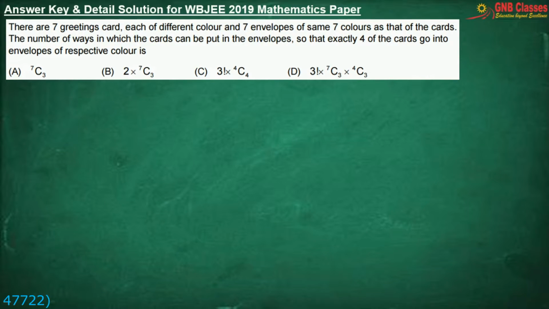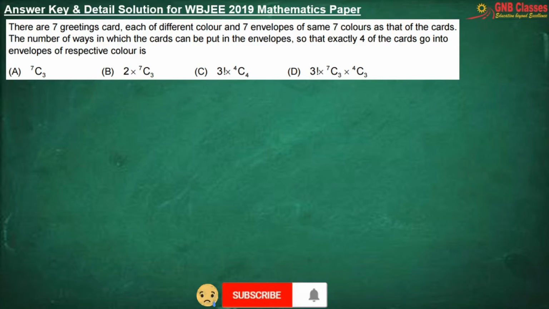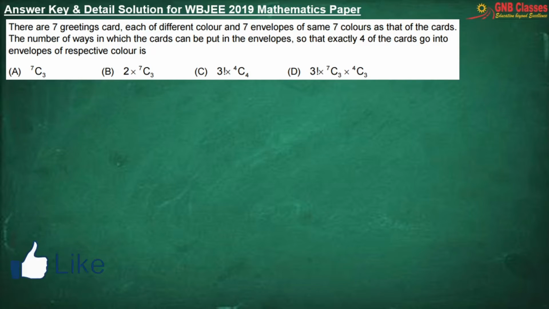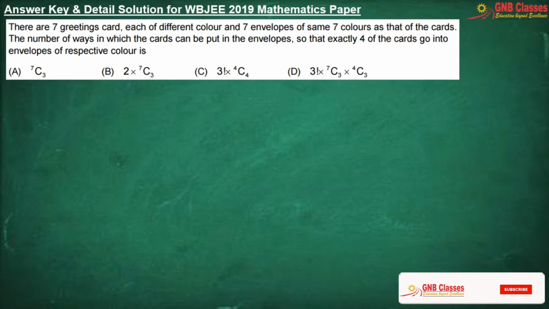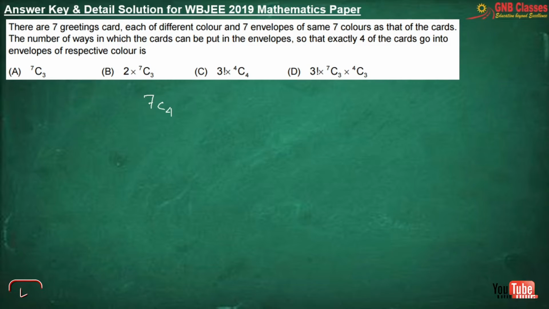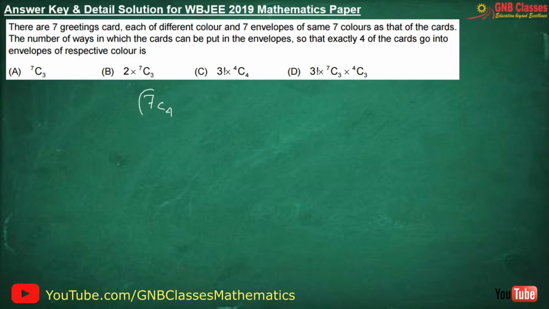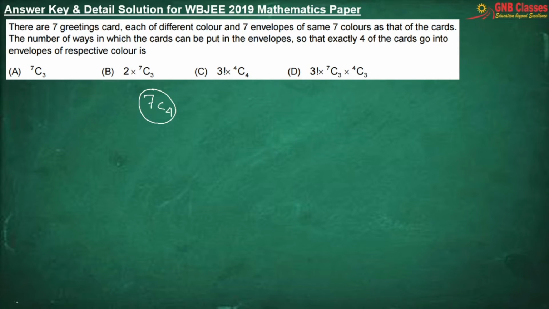So it means exactly 4 cards will go into the right envelopes and the other 3 cards will be deranged. Is it clear? So it's a question of derangement, right? Exactly 4 cards will go to the right envelope. The number of ways of choosing those 4 cards will be 7C4. 7C4 is the total number of ways of selecting those 4 cards which will go into their right envelope. And the other 3 cards will be deranged.